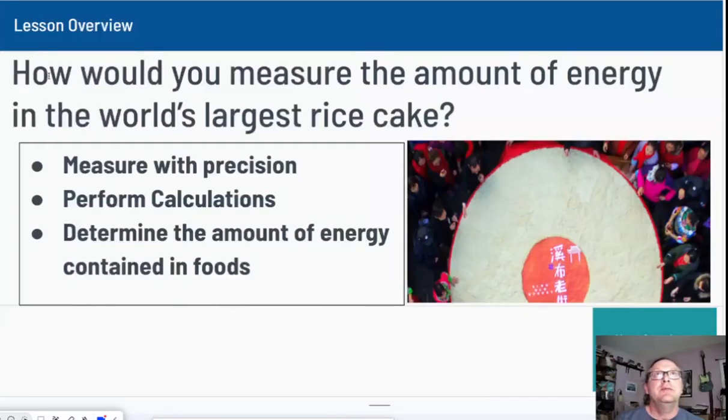In this lesson, your essential question is how would you measure the amount of energy in the world's largest rice cake? Look at the world's largest rice cake with this big crowd of people gathered around. To answer this question, you will have to measure with precision, perform calculations, and determine the amount of energy contained in foods.